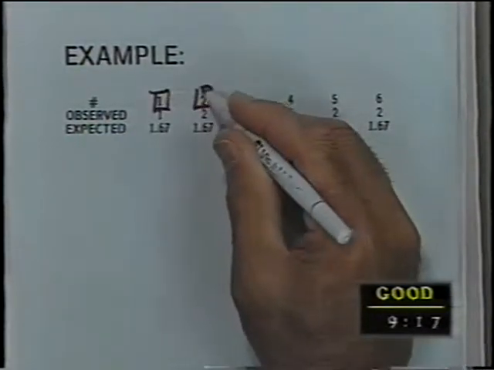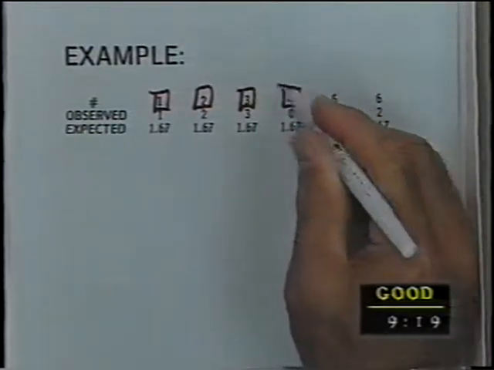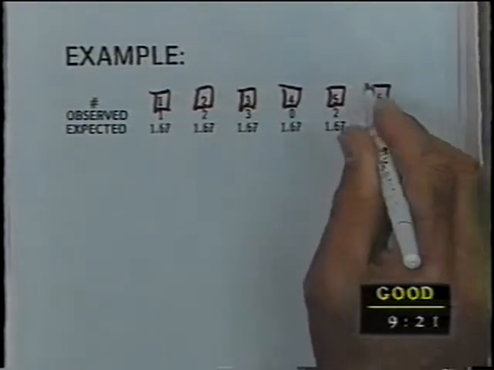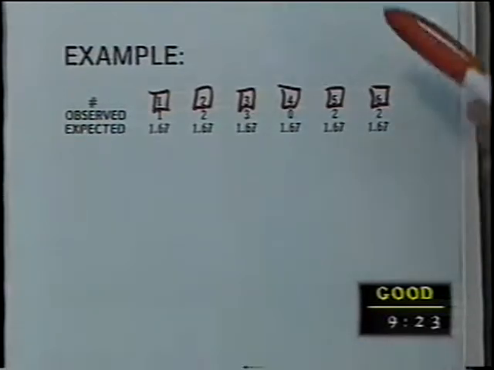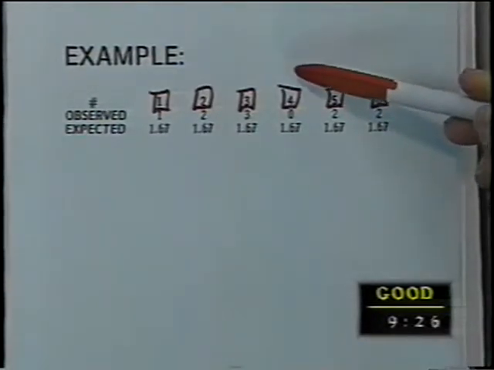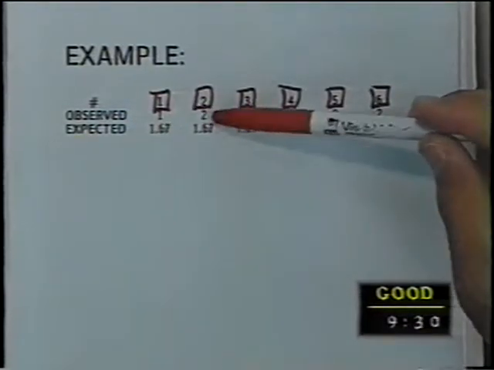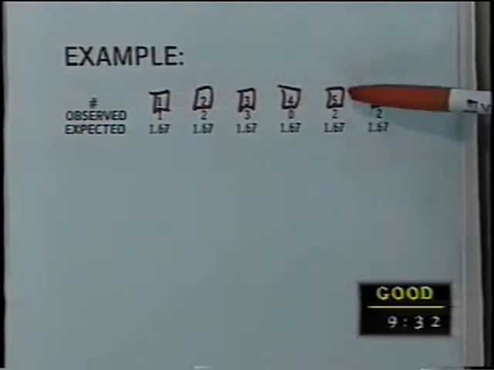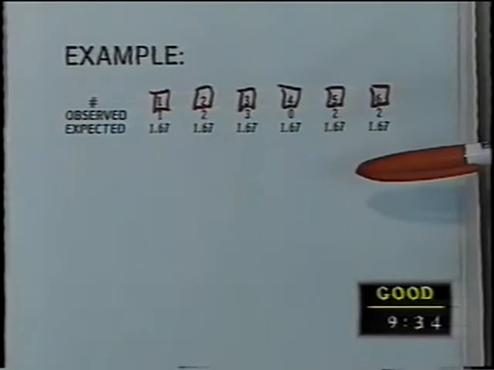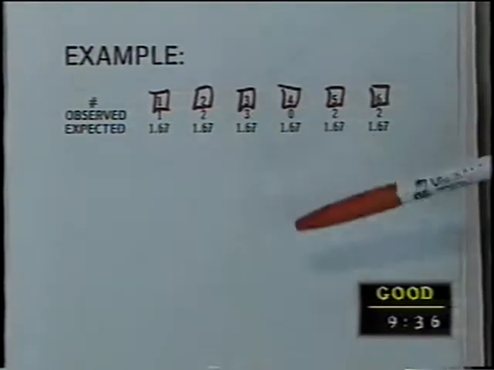Category is the face of the die. I have 6 faces to my die. That's my categories. I go out and I roll this thing 10 times. And let's say, for argument's sake, I observed 1 one, 2 twos, 3 threes, no fours, 2 fives, and 2 sixes. How many should I have observed?